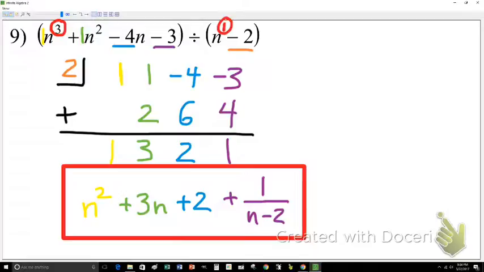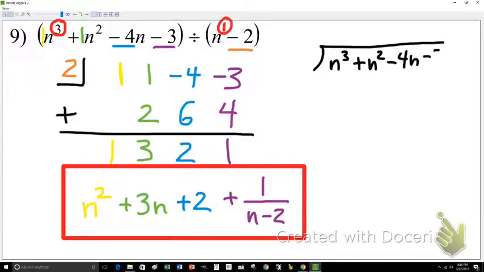Actually, I don't have a trinomial anymore, I have 4 terms. So I'm going to place that quadratic I have, that's my dividend, underneath there. So we have n cubed plus n squared minus n minus 3. I'm going to place that underneath there. I'm going to write my binomial to the left, n minus 2 over there on the left side now. And then we're going to go ahead and divide.